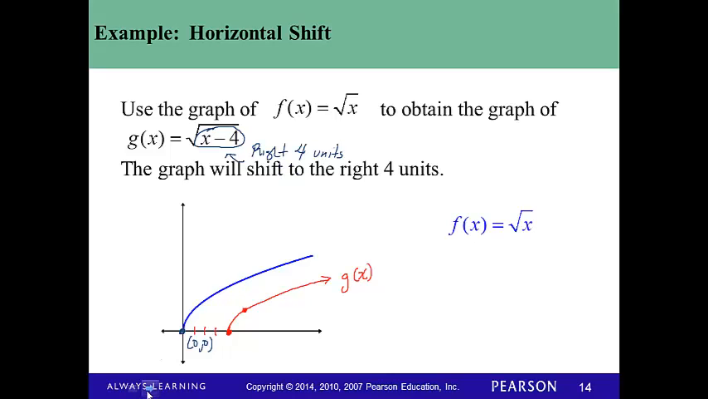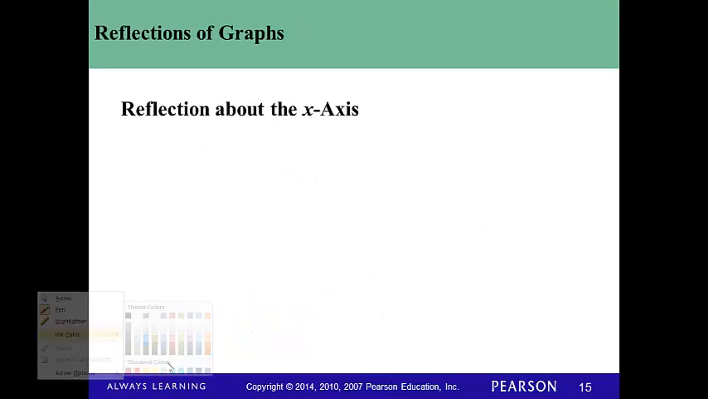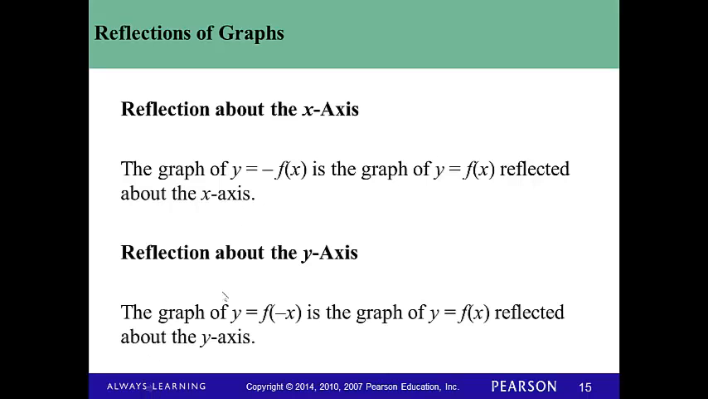Alright, so now let's talk about reflections. So if we reflect about the x-axis, the graph y equals negative f of x is the graph of y equals f of x reflected about the x-axis. If we reflect about the y-axis, the graph y equals f of negative x is the graph of y equals f of x reflected about the y-axis.